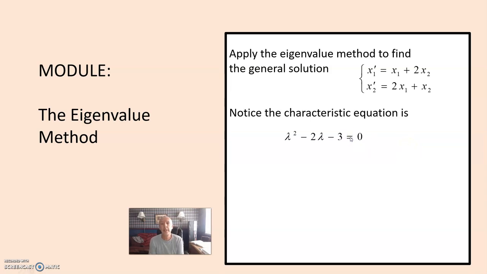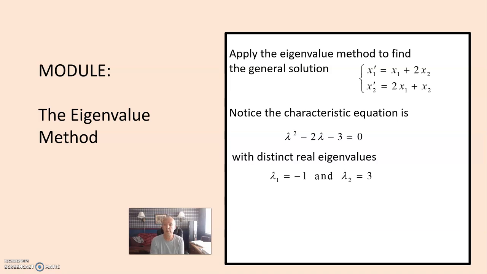Notice that the characteristic equation is, and you're going to maybe need to pause the video here and check this equation if you don't remember how to obtain this. Maybe even need to ask a question on the discussion board. But we're going to outline the steps here and not show all of the mathematics. So notice the characteristic equation is lambda squared minus 2 lambda minus 3, which is equal to 0.